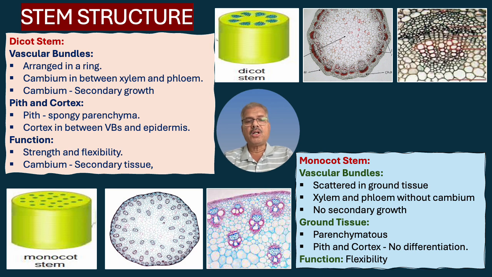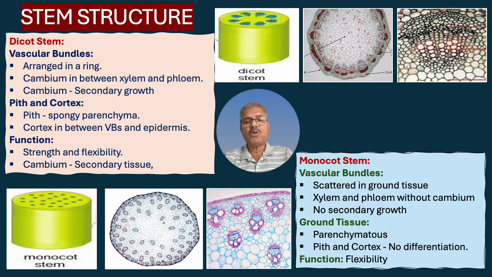These bundles are composed of xylem and phloem, but they lack a cambium layer. Because they lack the cambium, monocots typically do not exhibit secondary growth in the same way as dicots. The ground tissue called parenchyma fills the spaces between the scattered vascular bundles. There is no differentiation between the pith and the cortex.